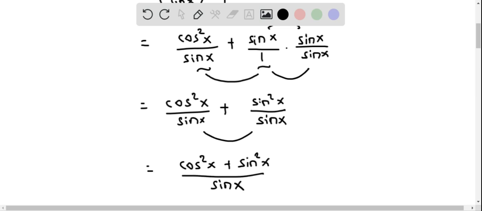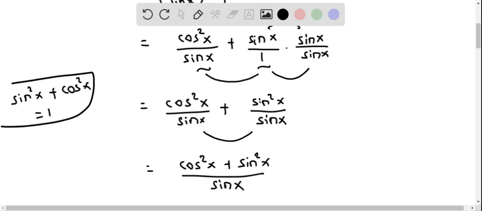Now one of the Pythagorean identities is sin squared x plus cos squared x, and this equals 1. This is a Pythagorean identity, or otherwise we can also say that cos squared x plus sin squared x is also 1. So therefore this is identical to 1, and this means this becomes 1 over sin x.